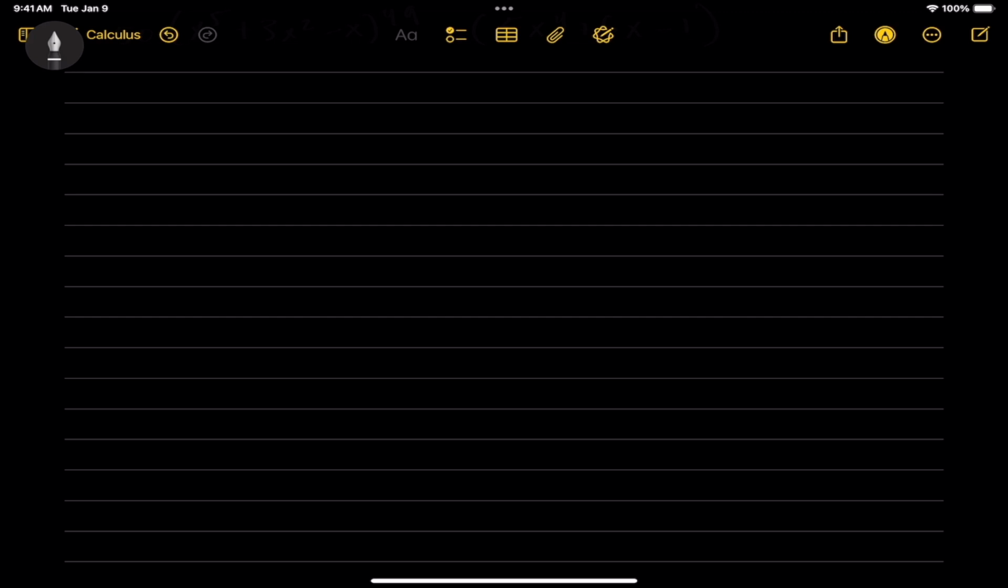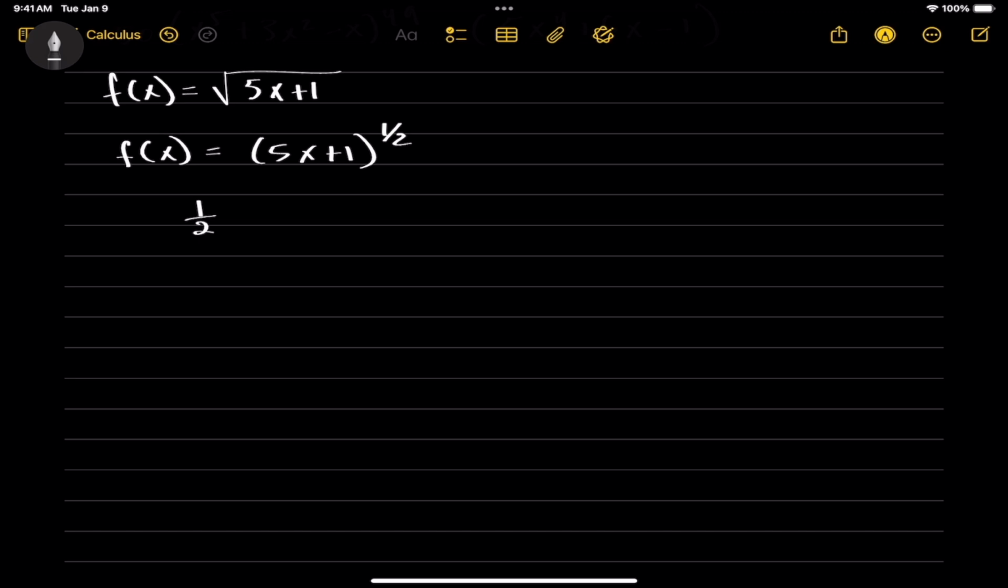All right, let's take a look at our third example. Our third example is going to be f of x is equal to the square root of 5x plus 1. And this one is really easy. So the square root can also be rewritten as a power, and that power is a half. So let's rewrite this function as f of x is equal to 5x plus 1 to the power of a half. Okay? And now we can easily use the chain rule here. We'll take the derivative of the outer function first, so that will be multiplying the half to the outside here.